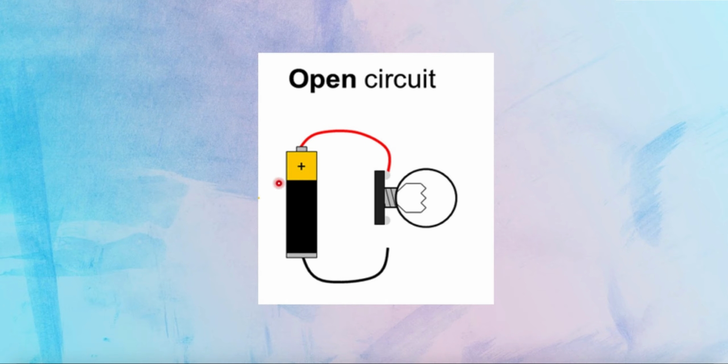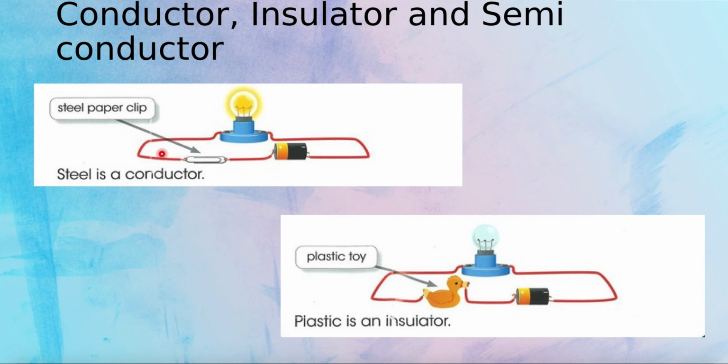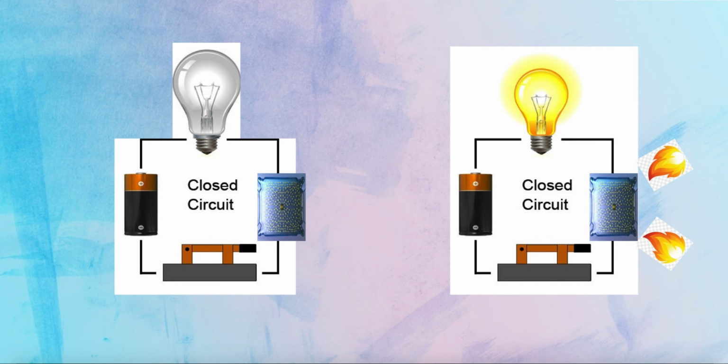Now here I have a battery, a circuit, a bulb, and a gap. When I fill this gap with a material such as a paperclip or any metal for that matter, the light turns on because the metal over here acts as a conductor to electricity. When I fill the same gap with some other material like a plastic toy or wood, the light doesn't turn on because this material acts as an insulator to electricity. When I fill the gap with a semiconductor material such as a silicon wafer, the light doesn't turn on at room temperature. However, when I heat the silicon wafer, the light turns on. How does this happen?